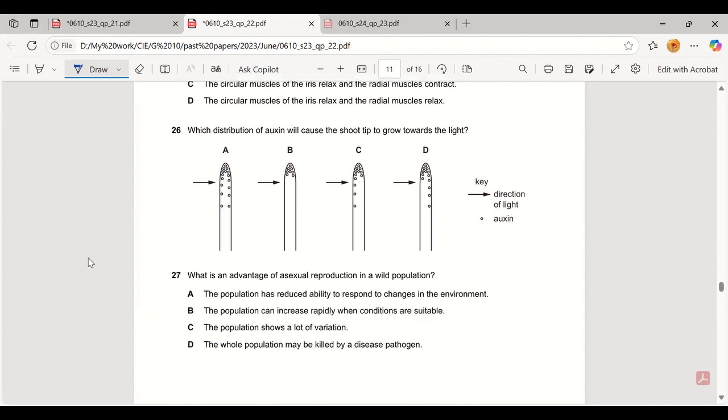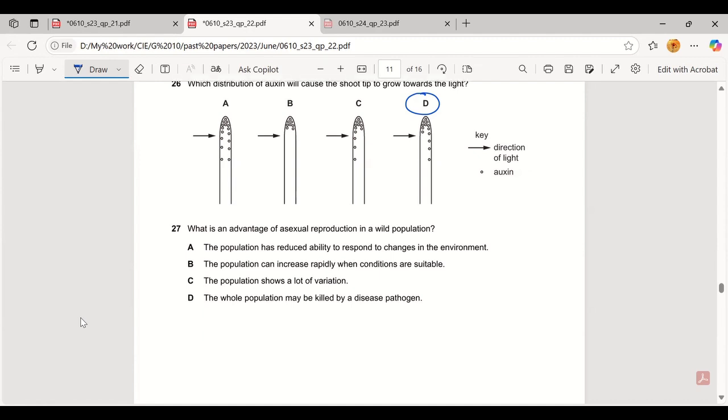Which distribution of auxin will cause the shoot tip to grow towards light? Hala. D. Yes. Okay. What is an advantage of asexual reproduction in a wild population, Maran? The population can increase rapidly when the conditions are suitable. Okay, B.